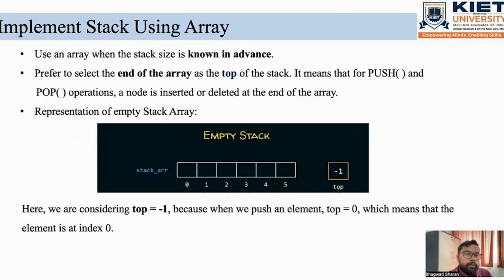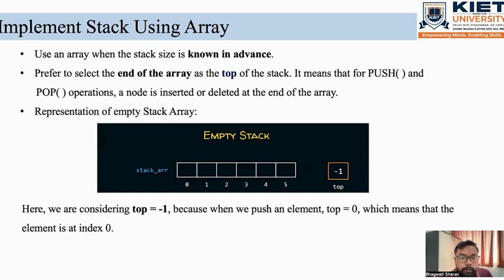Then coming to the implementation portion, basically we can implement a stack using two data structures. One is array and one is linked list. So when we are going for array, basically, when we know the size of the stack. So if we know the size, meaning how much size we need, then we go for an array. Means we are using the array to get the stack.